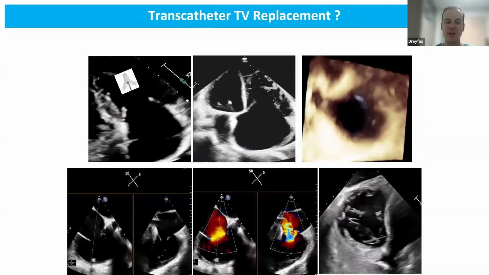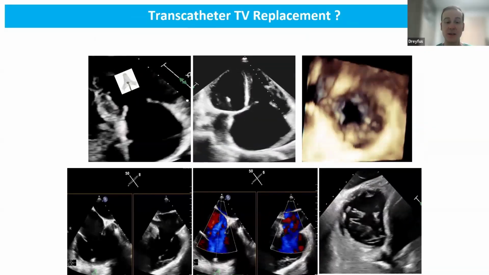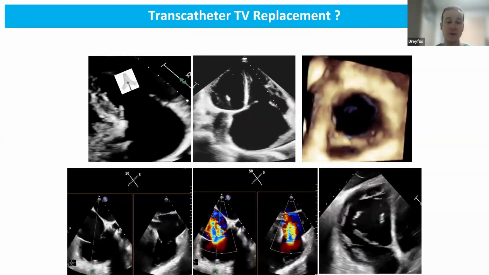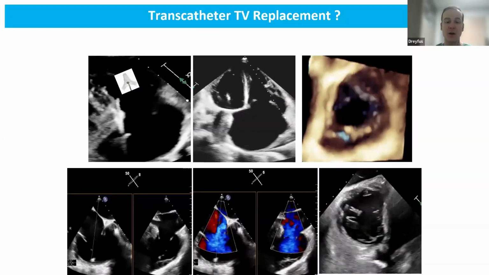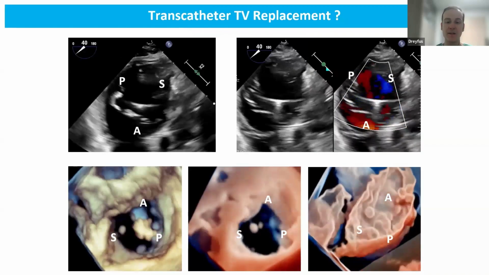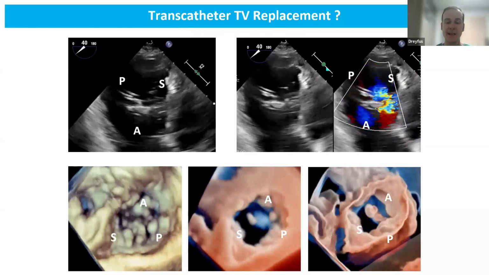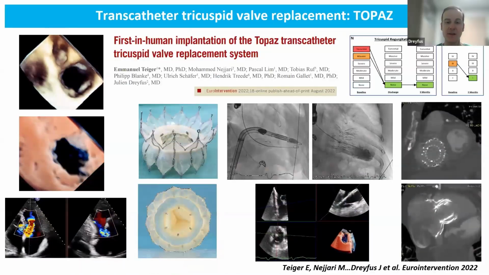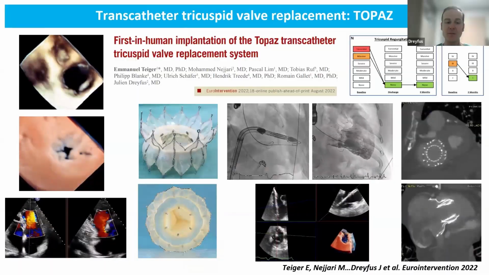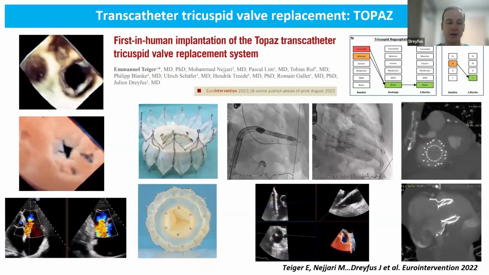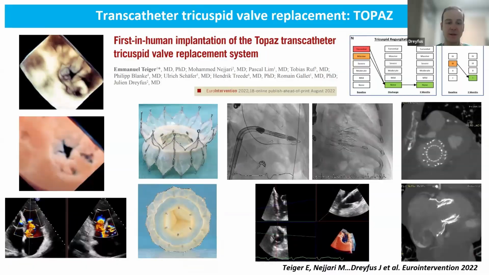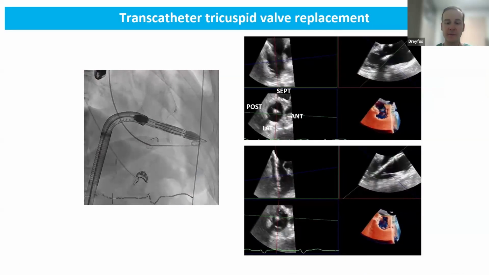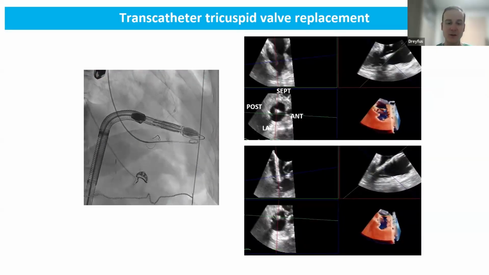So I was mentioning the edge-to-edge repair, but unfortunately, in many cases, edge-to-edge repair is not feasible because, for instance, you have a large gap, or you have pacemaker lead, which will prevent any clip attachment. And in those cases, you may consider a transcatheter tricuspid valve replacement. Here is an example with the Topaz device, which will be also guided with both the fluoroscopy and transesophageal echo.